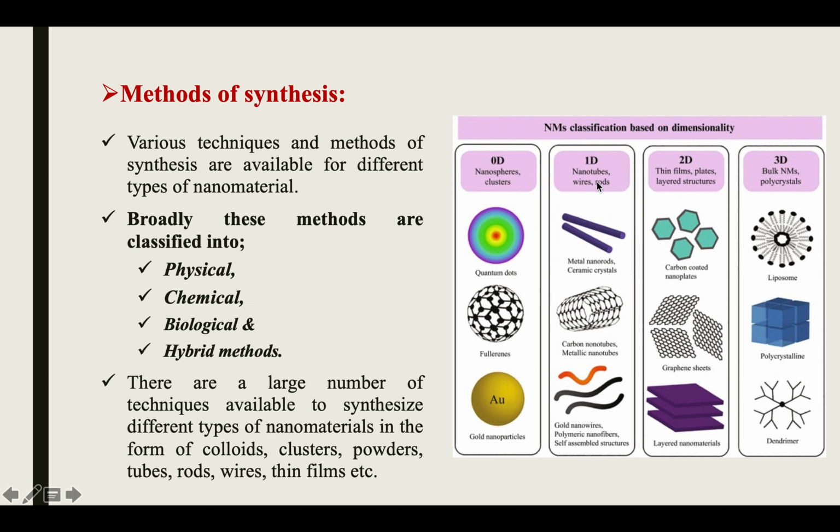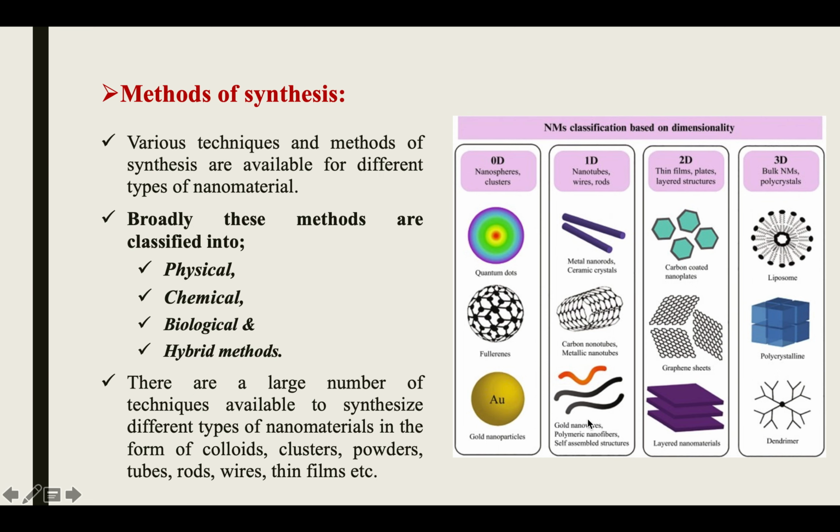What is meant by 1 dimensional? In 1 dimensional, the examples are nanotubes, nanowires, and nanorods. As you can see in this figure, metal nanorods are in this kind of shape. This can be any material, a metal or any ceramic crystal. Another example is carbon nanotube, which is made up of only carbon moiety and is in a tube kind of shape. That is why this is a one dimensional nanomaterial.